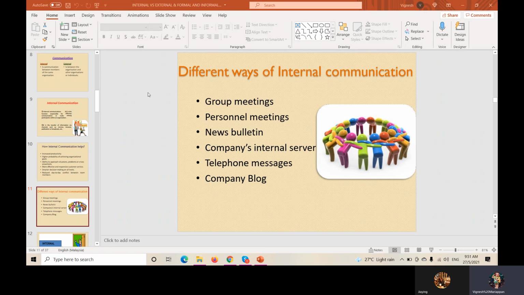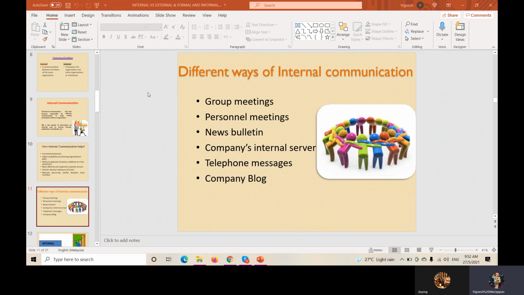And then personal meetings, it depends. Maybe you want to have a personal meeting one to one, with each of them. Also you can share your thoughts, your information, messages and everything. And then the news bulletin within the organization, you can use that. And then the company's internal server also is one way of internal communication. And then telephone messages, you can also use telephone messages to pass the information to the members within an organization, also one way of internal communication.